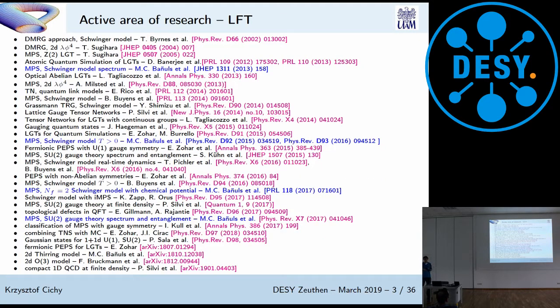Okay, these 5 papers that you have seen on the previous slide are by far not all that is happening. Here it's over 30 references. Probably it's still very incomplete, but you see that it's a very active area of research to use these methods or related methods in lattice field theories.